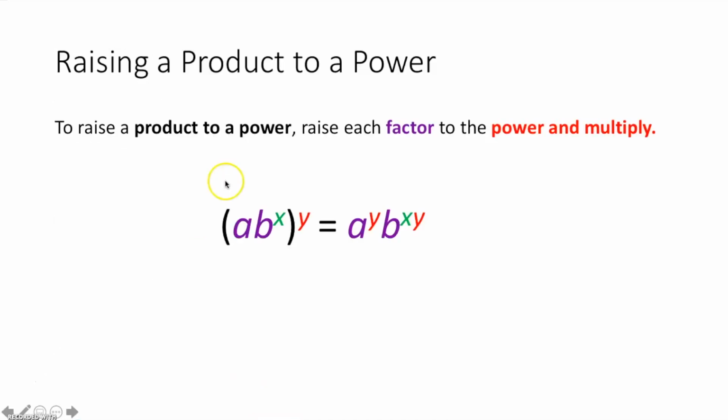Now we're going to talk about raising a product to a power. So here, to raise a product to a power, we're going to raise each factor to the power and multiply. So here we have a times b to the x, and that is all being raised to the y power. So since it's a power to a power, you're going to multiply the y to the x, but you're also going to, since this is a to the first power technically, multiply 1 times y. So you end up getting a to the y times b to the xy. And that's how that works. The y has to distribute to each of the exponents.